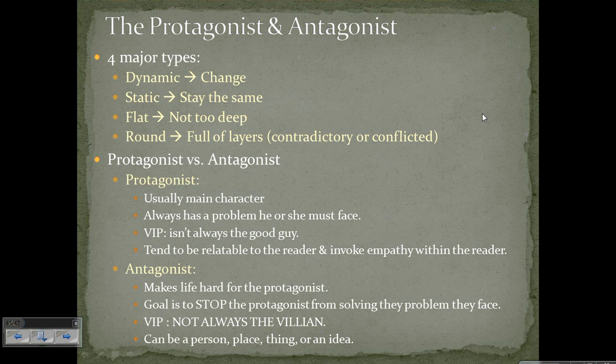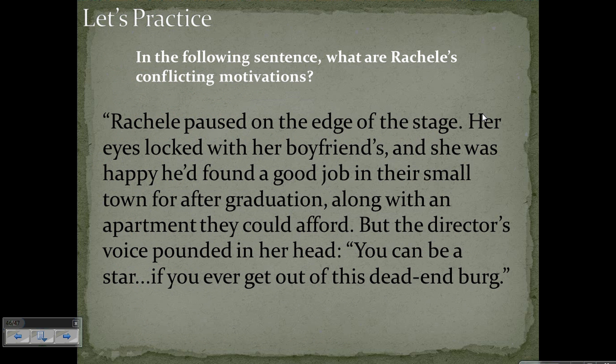Next, antagonist. Remember, the antagonist is supposed to make life hard for the protagonist. The antagonist's goal is to stop the protagonist from solving the problem that they face. So, the antagonist is not always the villain. Remember, the antagonist's job is to make life hard for the protagonist. So an antagonist can be a person, place, thing, or even an idea. You're really going to see that if you go to watch Captain America Civil War. You're going to realize that the antagonist this time is not an actual person. It's an ideal. So let's practice.